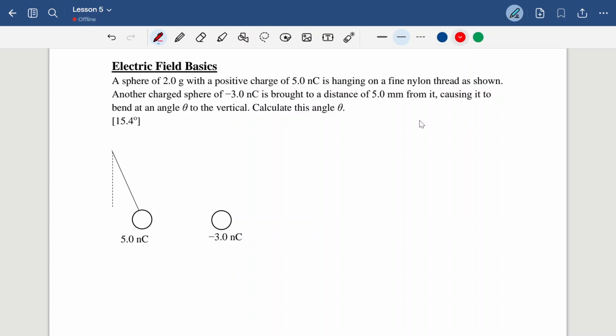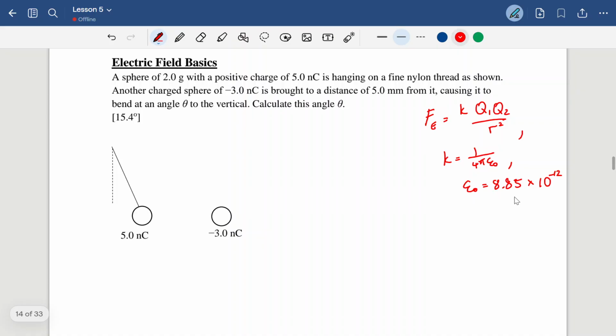I'll write in the electric force formula for you: F equals K Q1 Q2 over r squared, where K is 1 over 4 pi epsilon naught, and epsilon naught is 8.85 times 10 to the power of minus 12. All these will be given in the list of constants here. So this one is actually quite simple. It's based on your lesson 1.